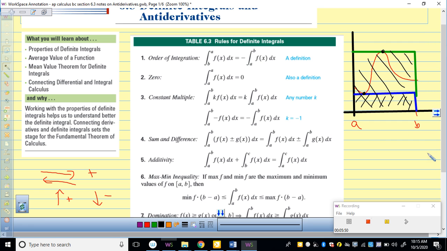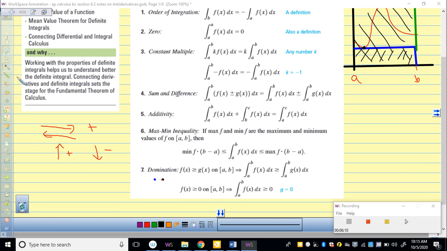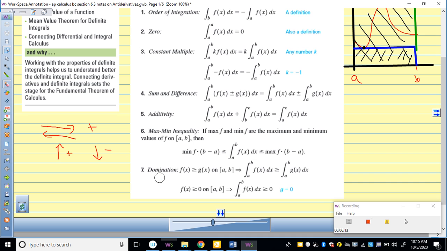All right, and then our last rule is called the domination rule. Let's take a look at that. If f of x is greater than or equal to g of x on the interval from a to b, then the area under the curve of f of x will be greater than or equal to the area under the curve of g of x. And an extension of that is if f of x is greater than or equal to 0 on a to b, then the area under the curve is greater than or equal to 0.